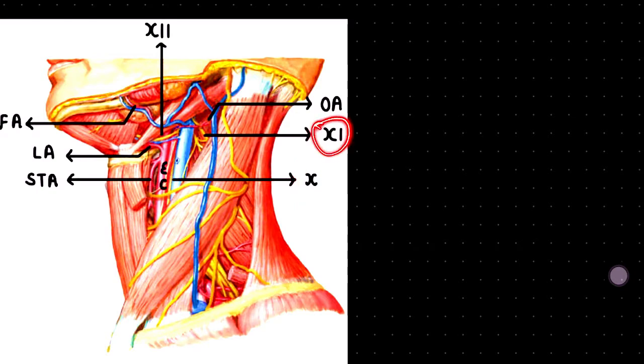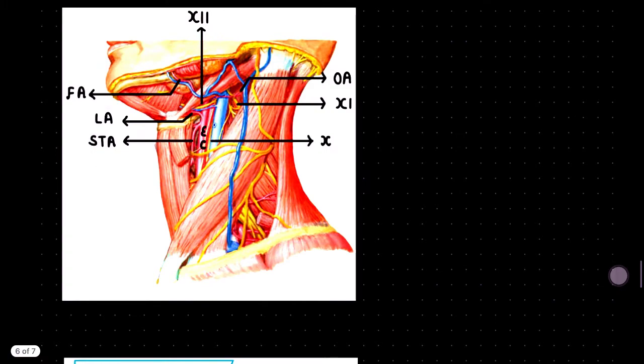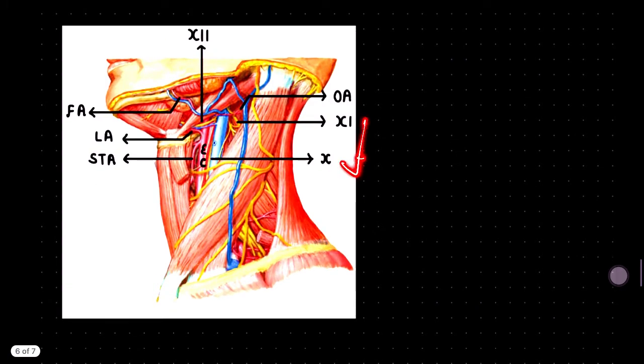The 11th cranial nerve is the spinal accessory nerve that will go deep to the sternocleidomastoid muscle and reach the posterior triangle, right? Posterior triangle. Okay. And what is this? This is the hypoglossal nerve that is supplying the tongue, right? Okay. These are the things that we can see in the diagram of the atlas.